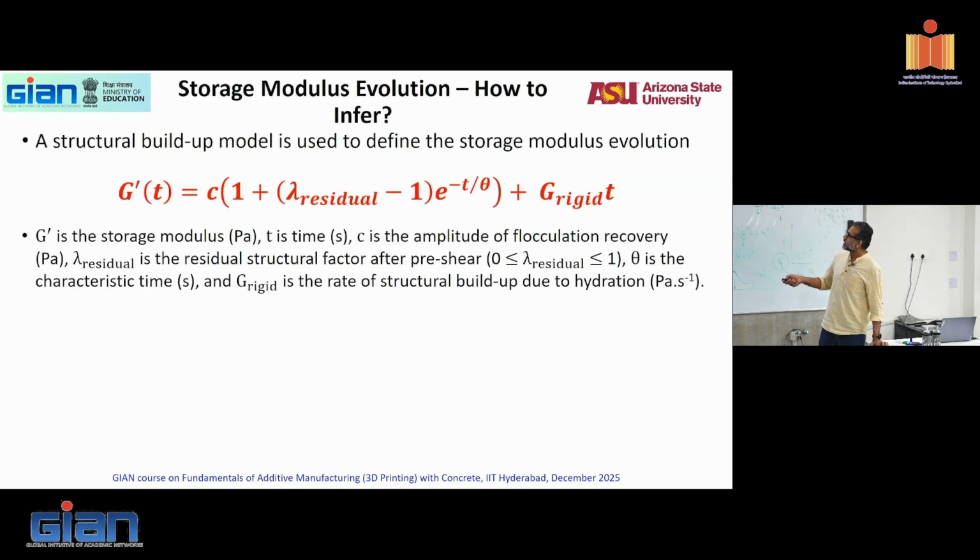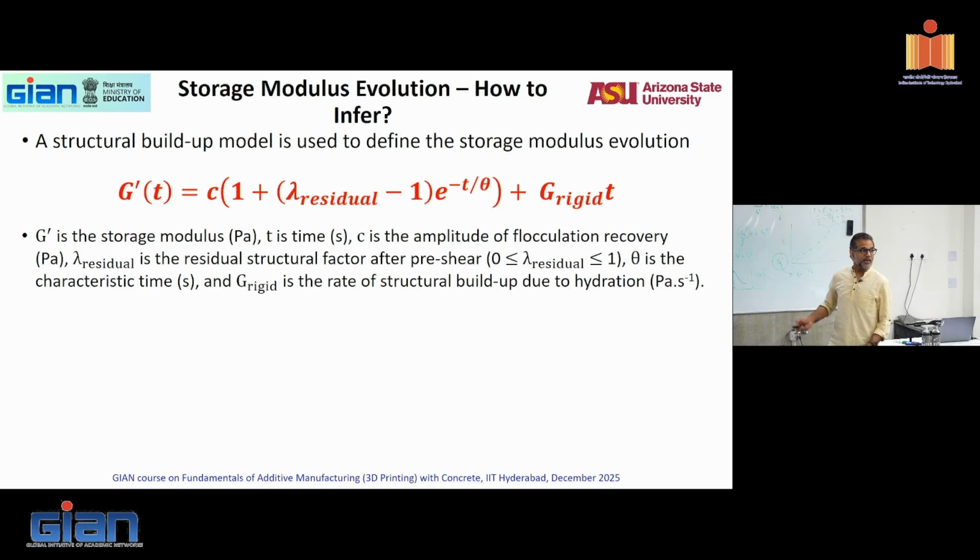And you can see the same kind of equation that I showed earlier for thixotropy. Very similar kind of equation. The only thing is the constants are slightly different. So you can have the storage modulus as a function of time expressed by this equation, where C is the amplitude of flocculation recovery, which means how much of the structure is recovered with time. Lambda residual is a residual structural factor after pre-shear. And G rigid is the rate of structural buildup due to hydration.